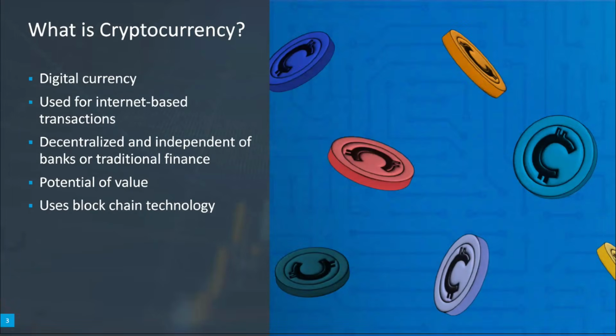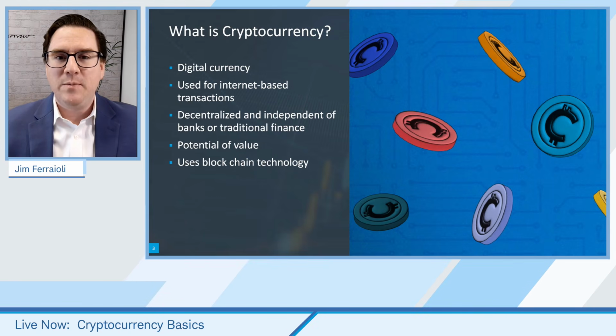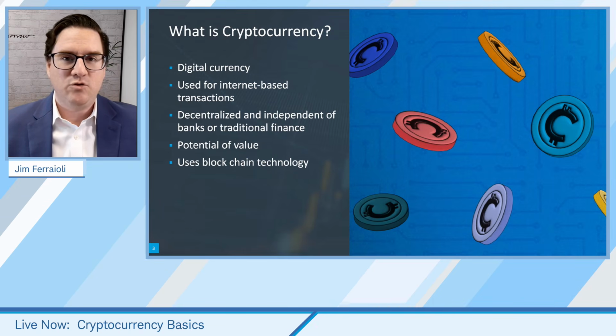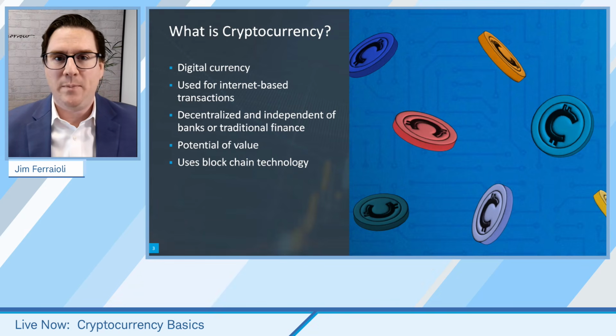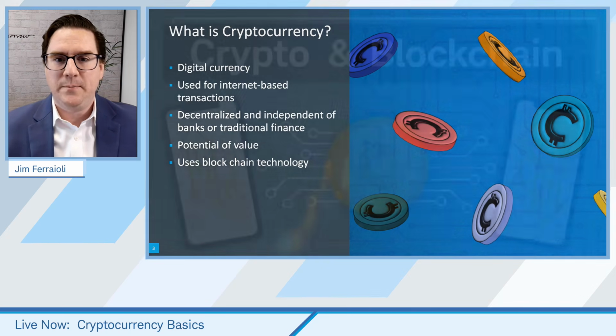So starting out, what is a cryptocurrency? Cryptocurrencies are the native currencies that are issued by blockchains. They can be used for internet-based transactions. One of the key features of a blockchain is it's decentralized and independent of central authorities such as central banks or payment intermediaries. Some cryptocurrencies, such as Bitcoin, are seen as stores of value. But there's all sorts of cryptocurrencies, and the one thing they all have in common is they use blockchain technology.